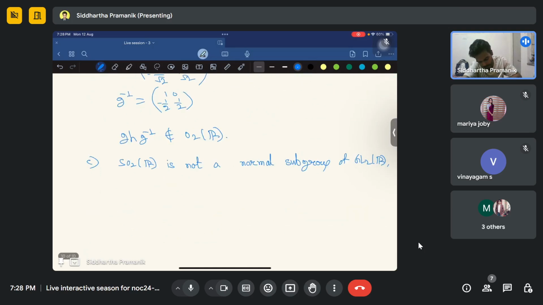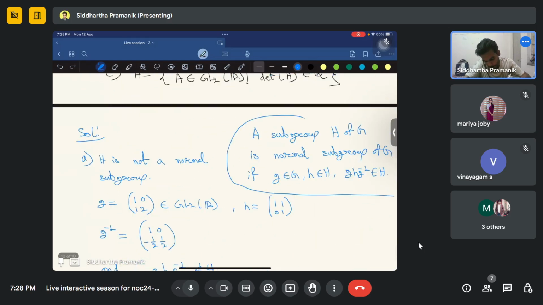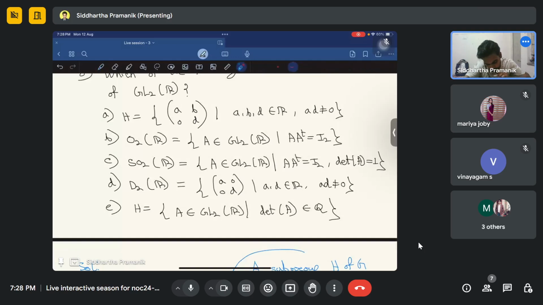So you can take the same example, the example in B. You can do the calculations on your own. Okay, finally, option D, D2(R). Anyone? In this case, the calculations are easy, so you should say your answer immediately.